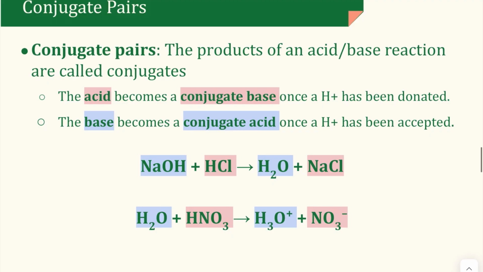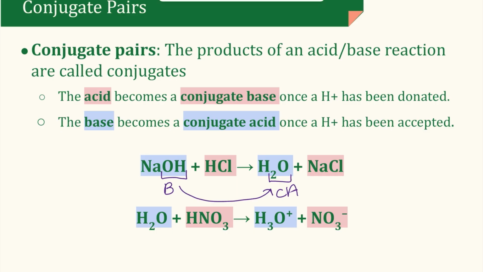All right, so conjugate pairs, we can see those conjugate pairs in our reactions. And so the products of an acid-base reaction are called those conjugates. And so the acid becomes a conjugate base once that H plus has been donated, and the base becomes a conjugate acid once that H plus or that proton has been accepted. And so if we have this NaOH, we can identify by that OH that this is a base. Well, how is that OH changing? That base, that OH is gaining a proton and it's going to become that conjugate acid. So bases become conjugate acids.